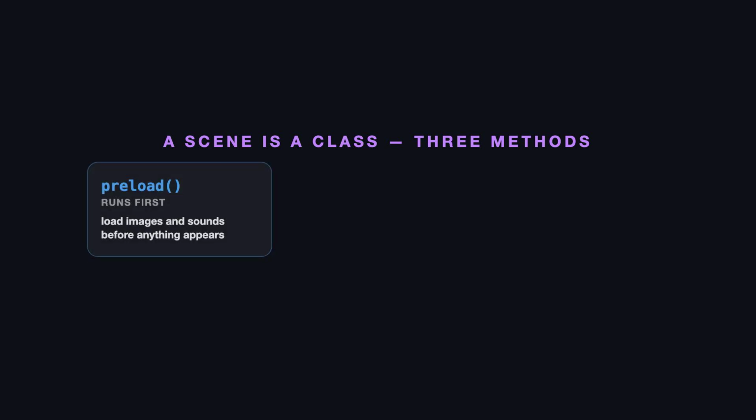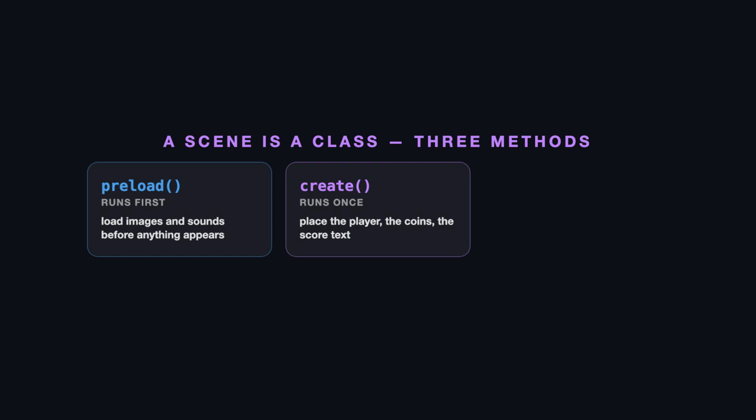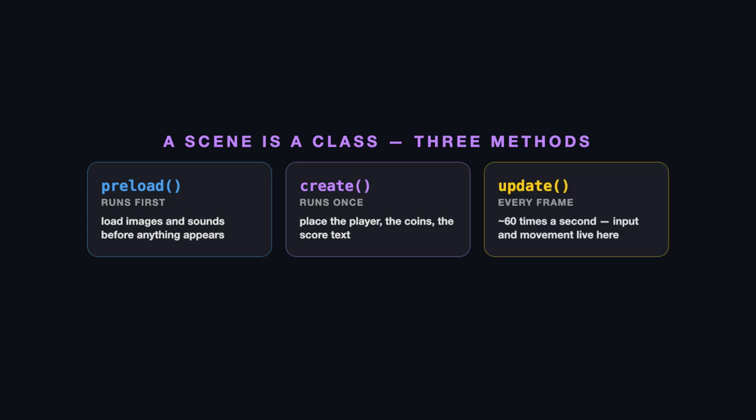It's a class, and it's where your whole game lives. Every Phaser scene gives you 3 methods, and they run in a fixed order. Preload runs first. It loads your images and sounds before anything appears, so nothing pops in half-ready. Create runs once, right after. This is where you place the player, the coins, and the score text. Update runs every single frame, about 60 times a second, forever. That is your game loop, input and movement live here.